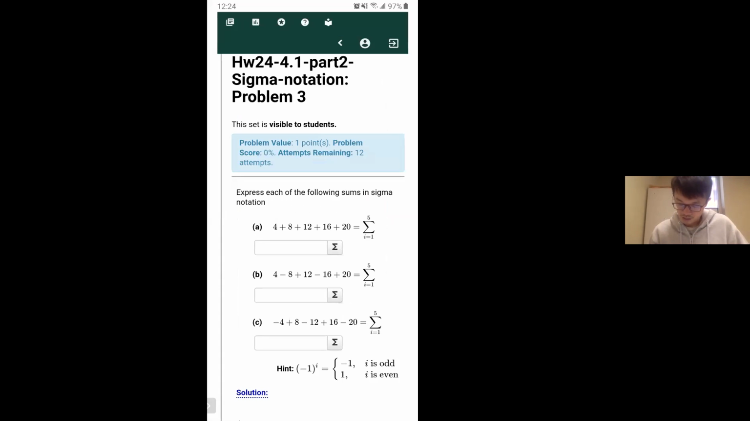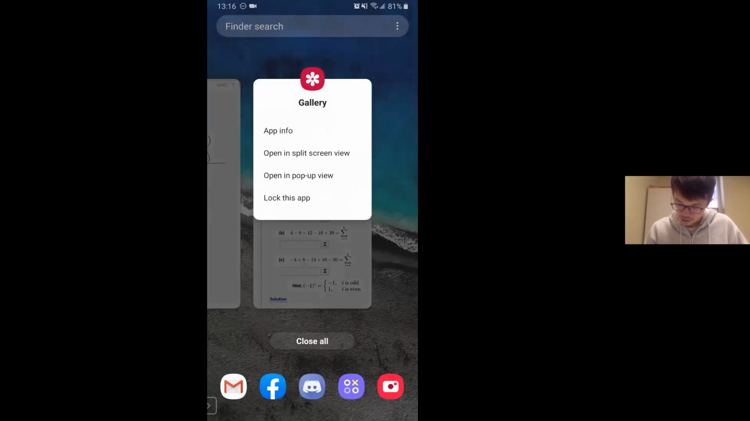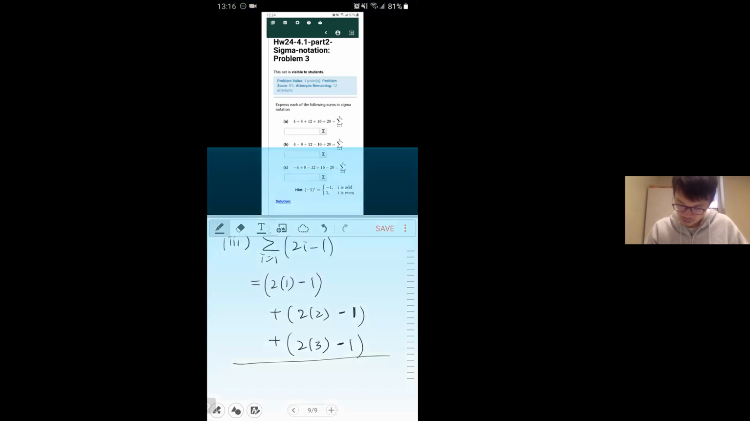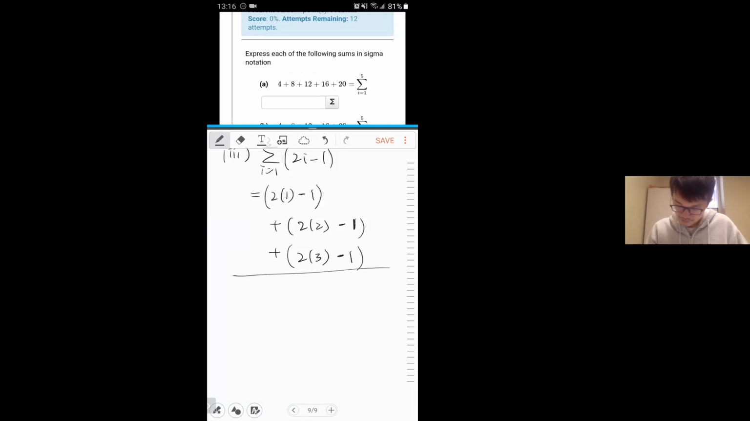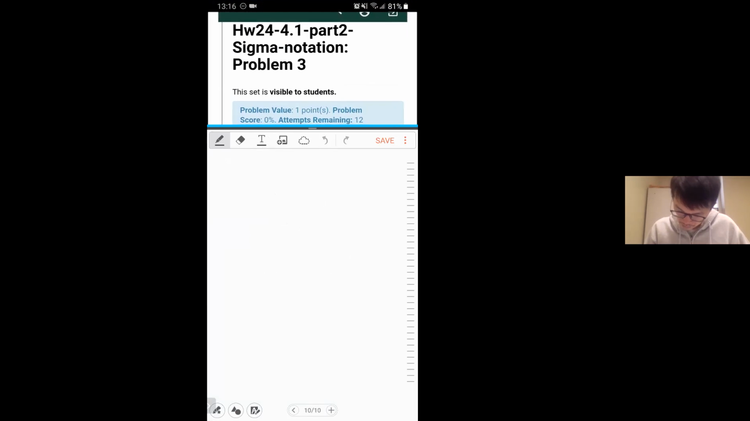So let's look at this web problem here. This is web work, 4.1 part 2, question 3.